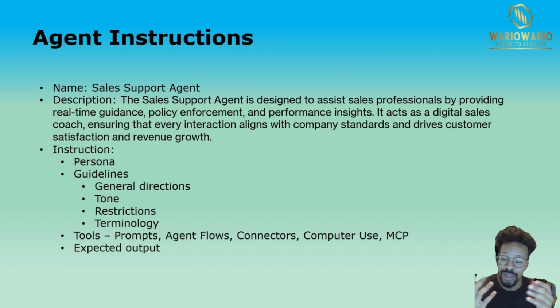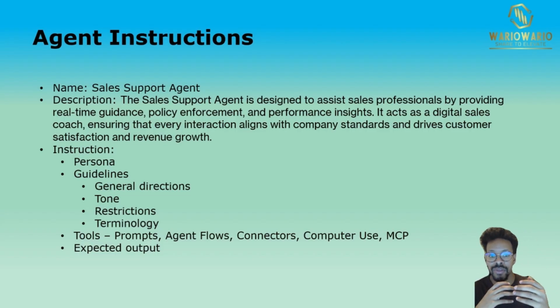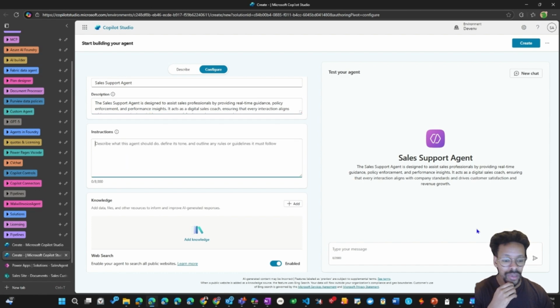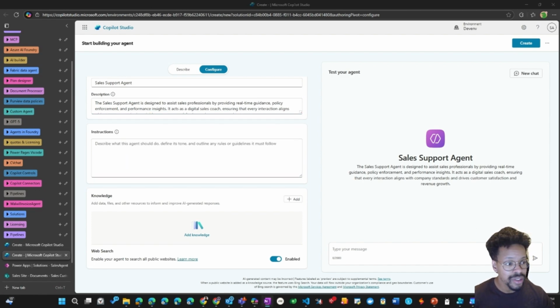And then you have the restrictions. What should the agent not do? Are there some terminologies the agent should also think about? And then you also have the tools, which can be AI prompts, agent flows, connectors, MCP, and also you can explain to the agent how the expected output should be. And this is something you can also give an example to the agent if you want to. So let's go back to Copilot Studio, and I will show you my example instruction, which I will get here now.